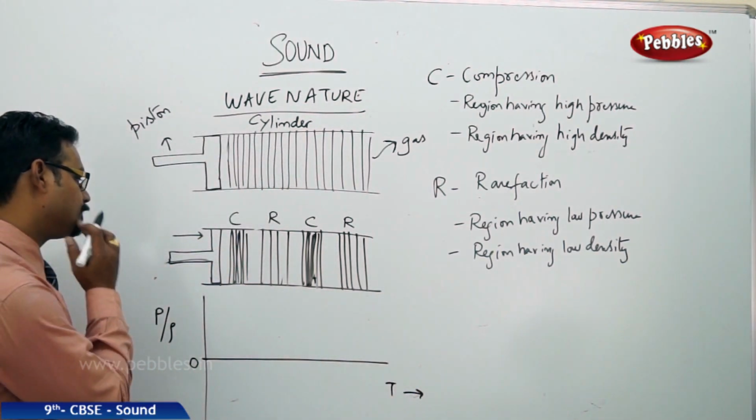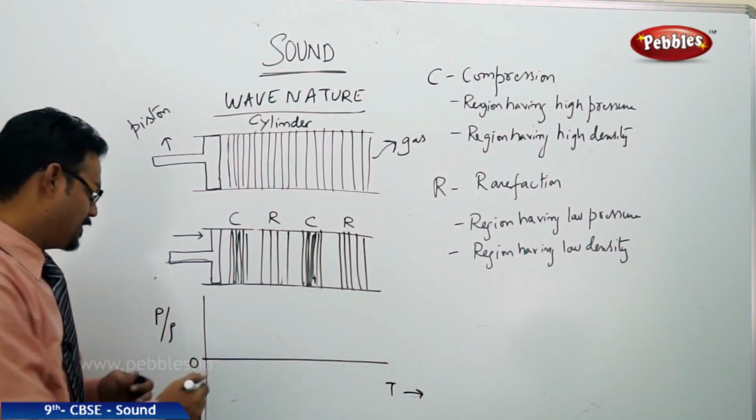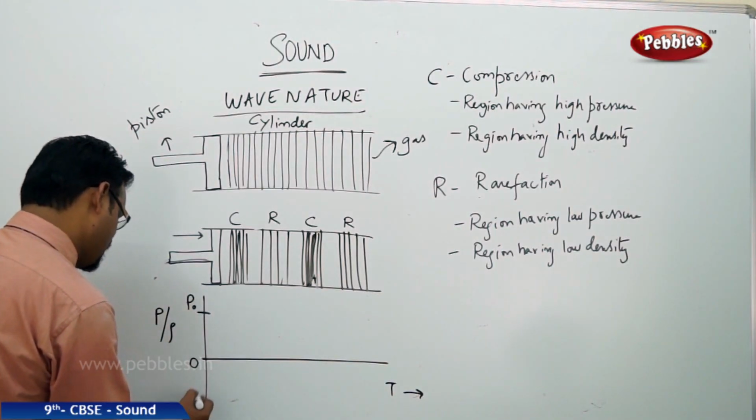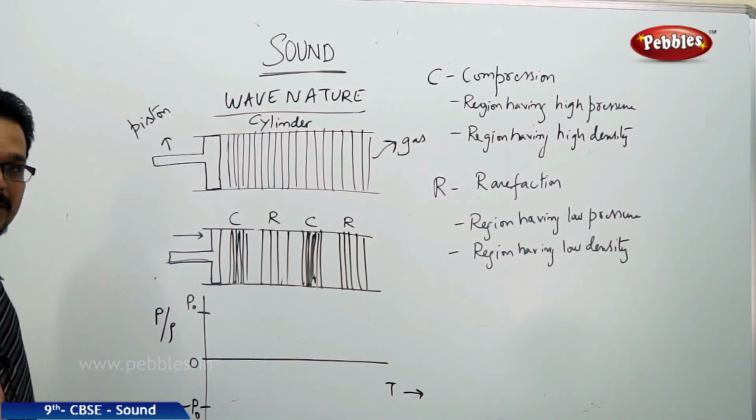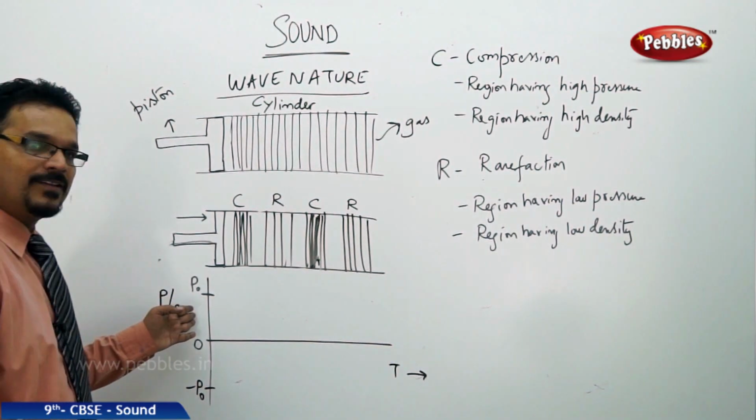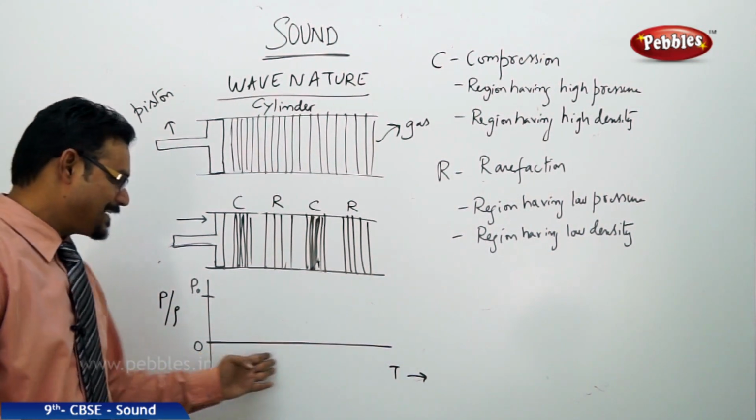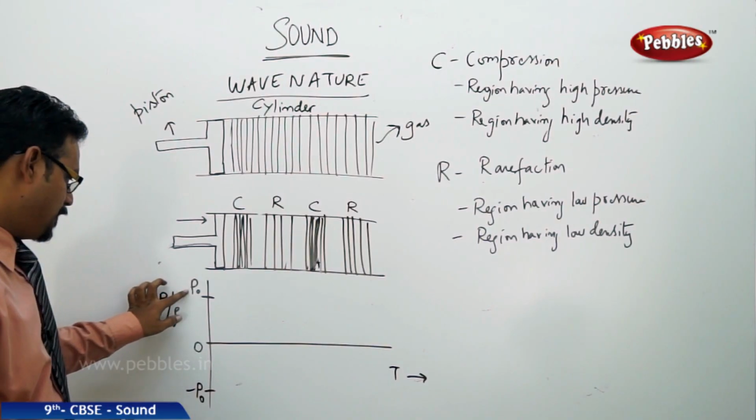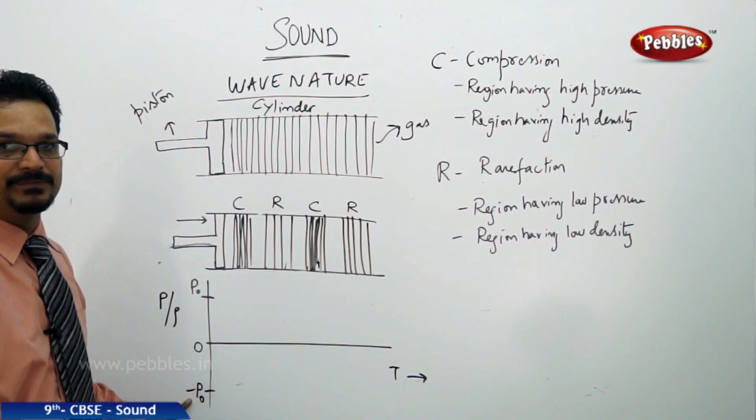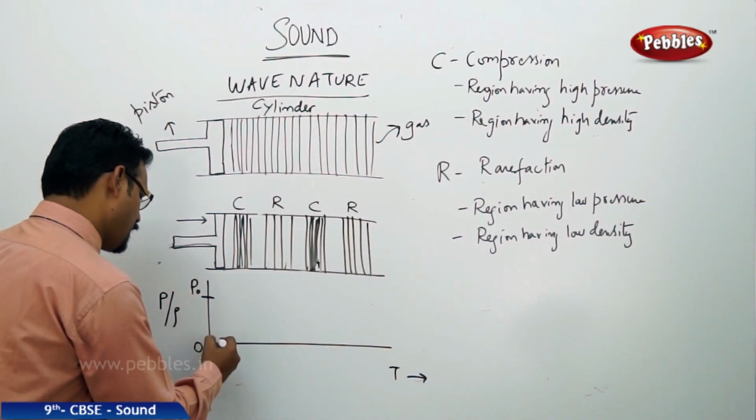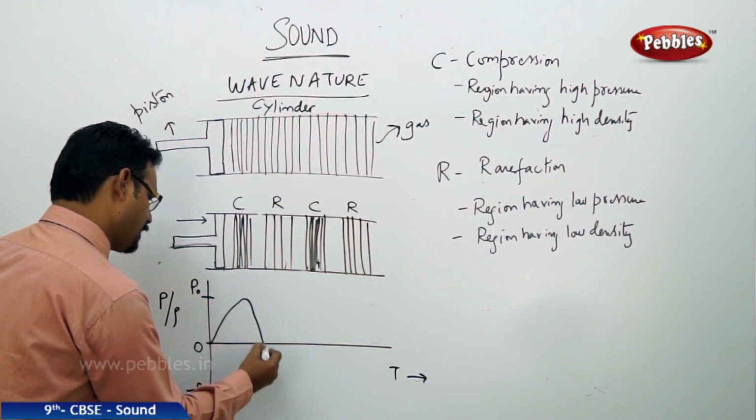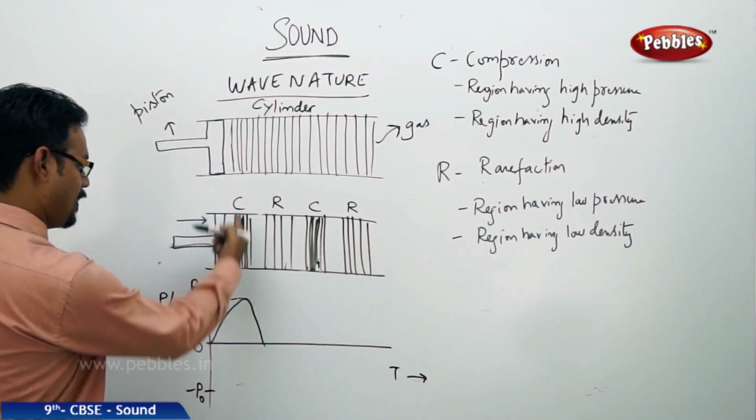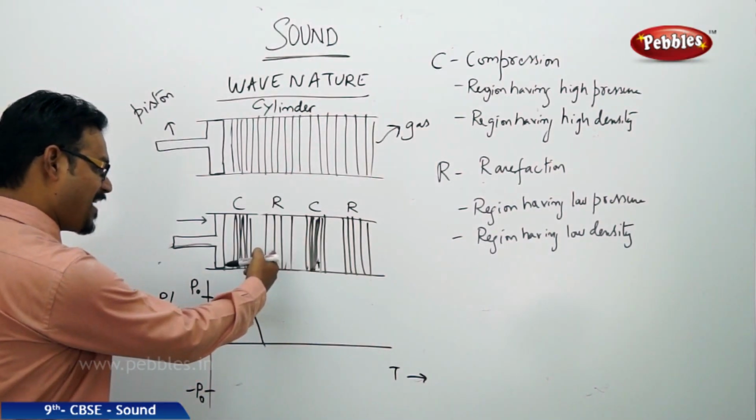Now see what happens. Here you have compression, meaning high pressure. Let us say this is high pressure, P naught. Rarefaction is minus P naught, less pressure. On the y-axis I have taken pressure and density, on the x-axis I have taken time. So let us take P naught as the high pressure and minus P naught as the low pressure. Now compression you represent in this way: the peak, the maximum peak, P naught, compression. Now rarefaction, low pressure.